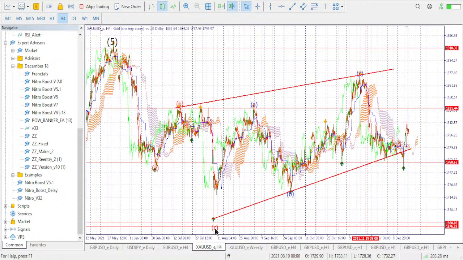So we had support here. We had a support here. We had another support here. Then we had a support here before the price continued to the upper side. So on this chart, we'd like to see price pull back again to the same line.